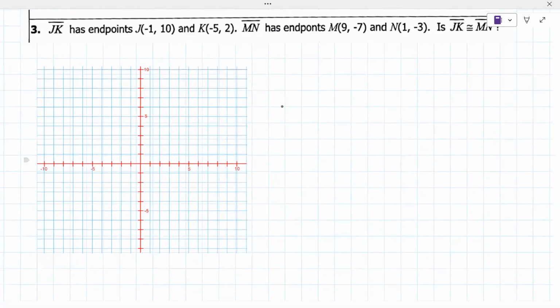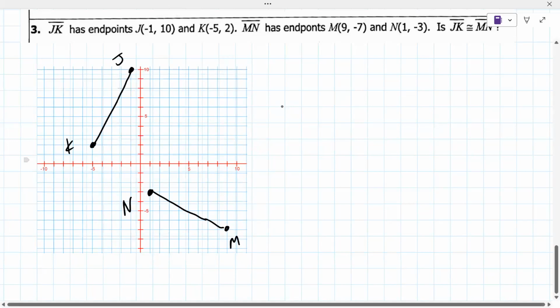So -1, 10 is like here, that's J. -5, 2 is there, that's K. If we draw a line there, there's that line. And MN has endpoints 9, -7, so about there, that's M, and 1, -3. It's about there.